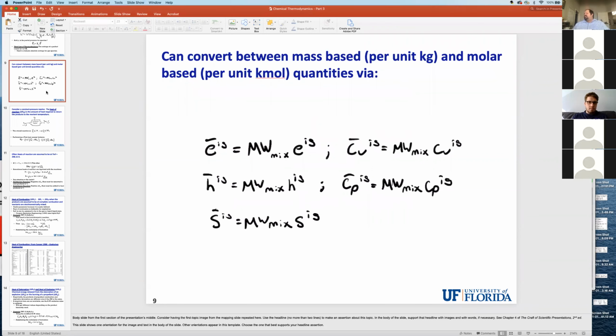We talked about the conversion between molar-based quantities. An overbar indicates that the quantity is per unit mole, and no bar means it is per unit gram or kilogram. You can just multiply or divide by the molecular weight to go back and forth between the two.